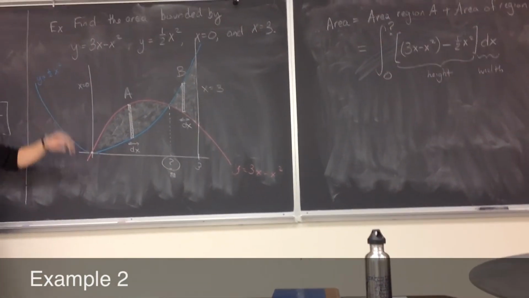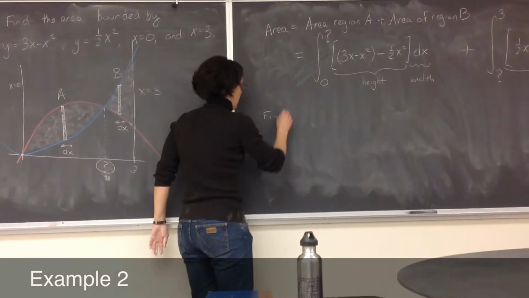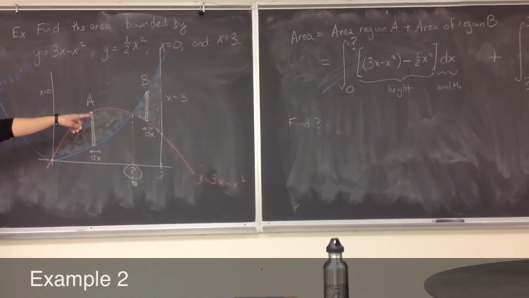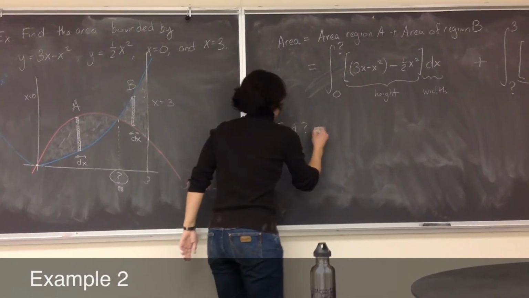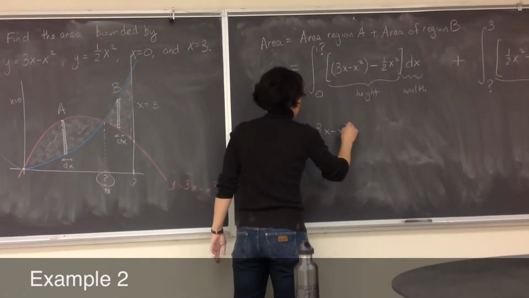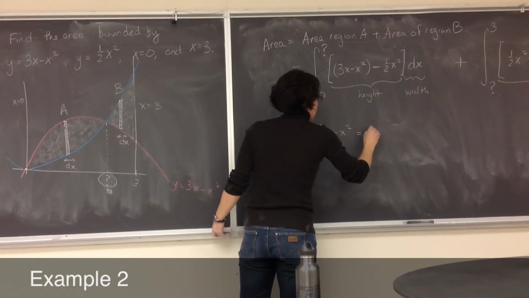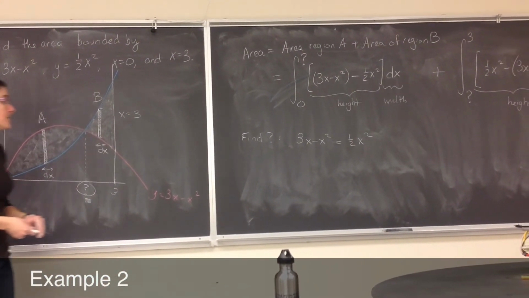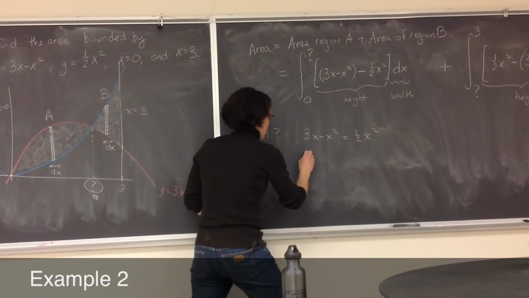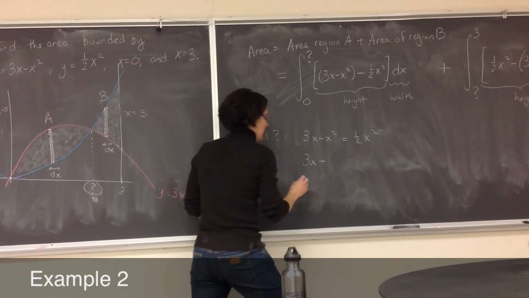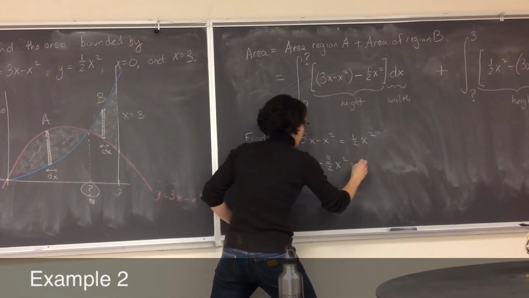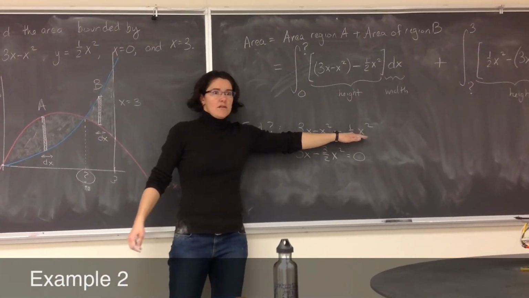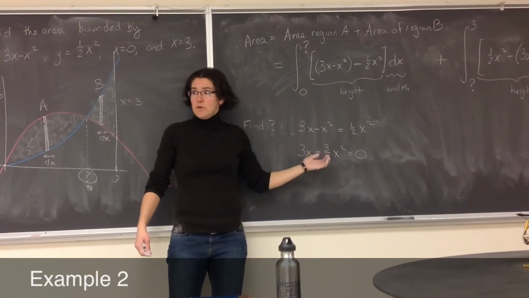One option is the algebraic route. So to find our question mark, well, it's the intersection of these two curves, so we can set those two curves equal to each other. And so we've got 3x minus x squared is equal to 1/2 x squared. And so that would give me 3x minus 3/2 x squared if I move everything to one side. And because I do have x squared terms, I do want to actually factor this thing. So I want to move everything to one side.